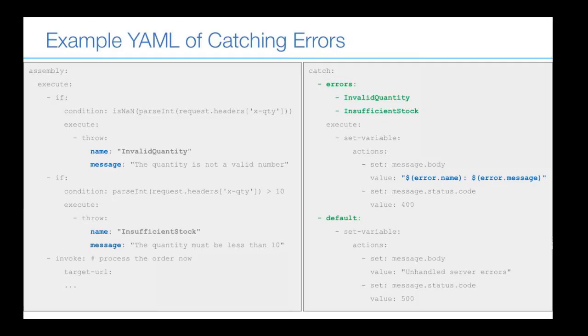So you can see in the catch section, one case is added for these two errors. When they are thrown, the message body and message status are populated with the error details. So a 400 response will be returned to the client. As for the other errors, a 500 response will be returned. So that's all.